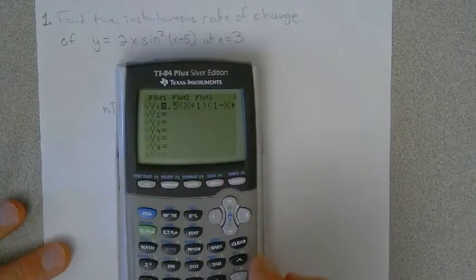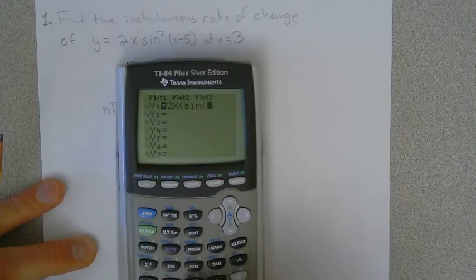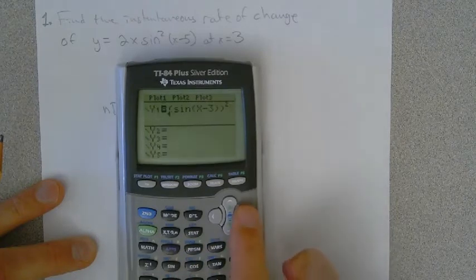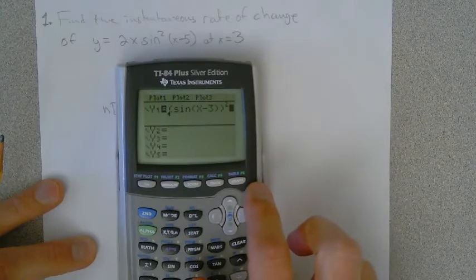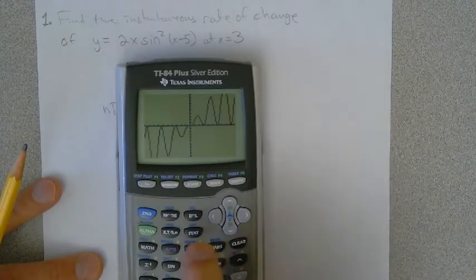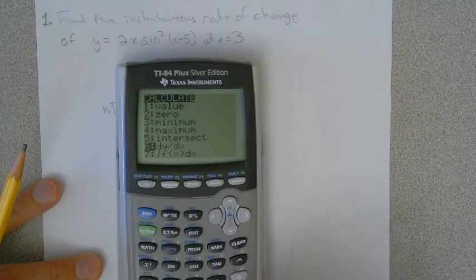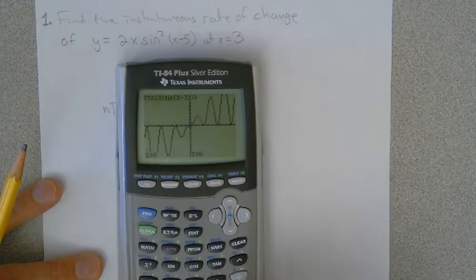We can also go in here and enter this function into y equals, and say I want 2x times the sine of (x minus 3), close again, and square. I think that is it. Let's try ZoomFit 6 and see what we see on there. This is what the function looks like. What we can do then is go to the calc menu, second calc, and choose option 6, which says dy/dx. We know that's a notation for derivative. Then we can say go to 3 and tell me what the derivative is at 3.